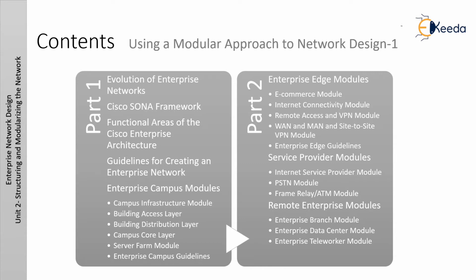We will cover in this particular lecture evaluation of enterprise network, Cisco SONA framework, functional areas of Cisco Enterprise architecture, guidelines for creating an enterprise network, enterprise campus module, campus infrastructure module, building access layer, building distribution layer, campus core layer, server farm module, and enterprise campus guideline. All these things consist of several diagrams. So be aware of these diagrams, and on the basis of these diagrams, you can write any answer related with these questions.